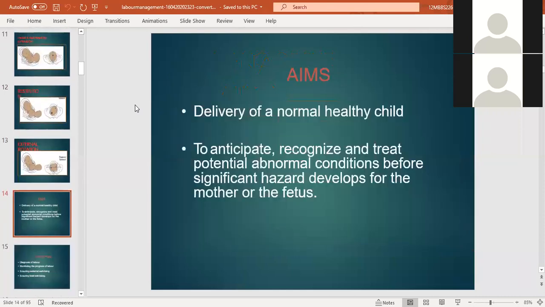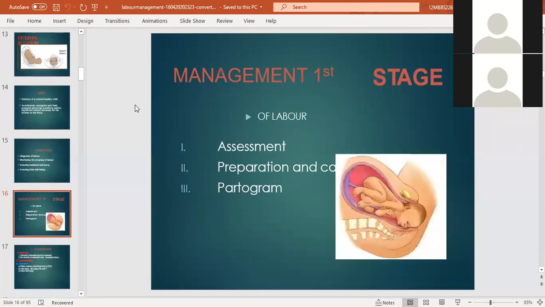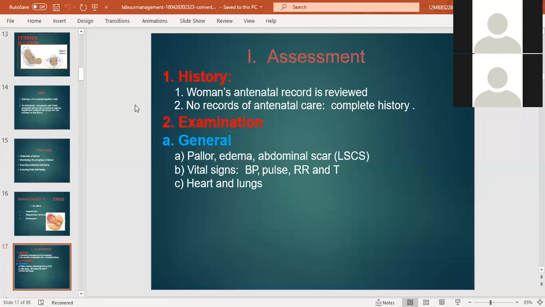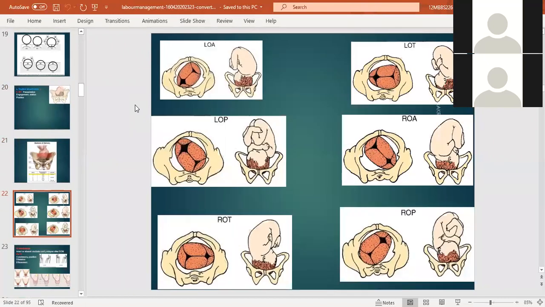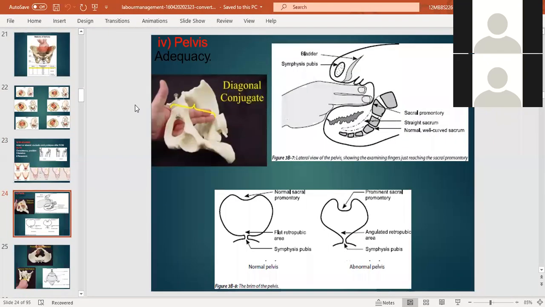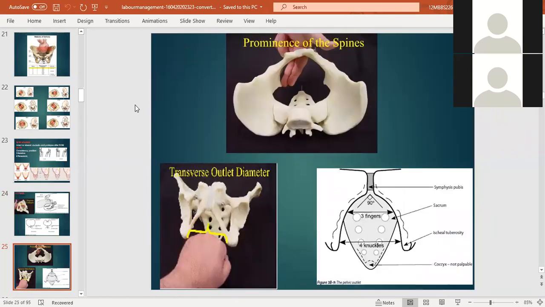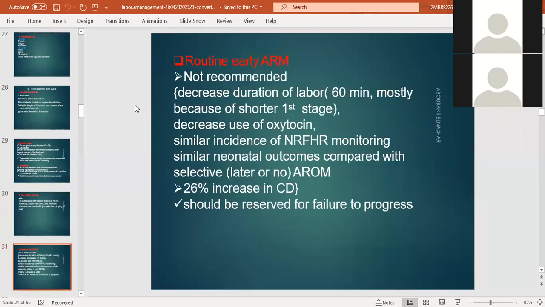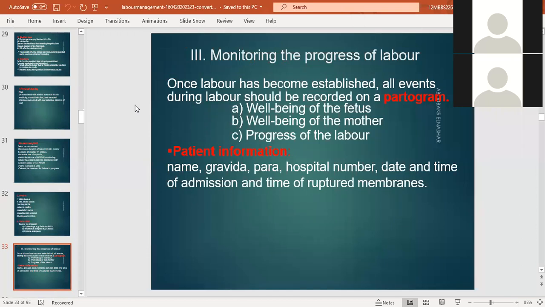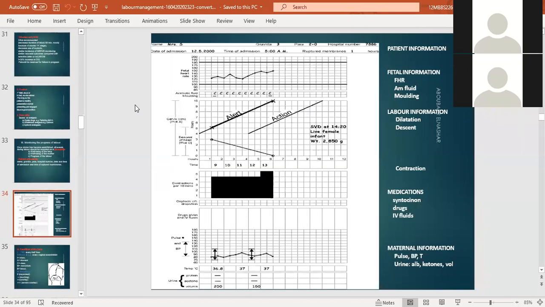What is the partogram? Partogram is the graphical record of the events of the labor on the paper. The definition of the partogram is a graphical record, and all the events of the labor are recorded on the paper, is known as the partogram. This partogram includes the monitoring of the fetus.